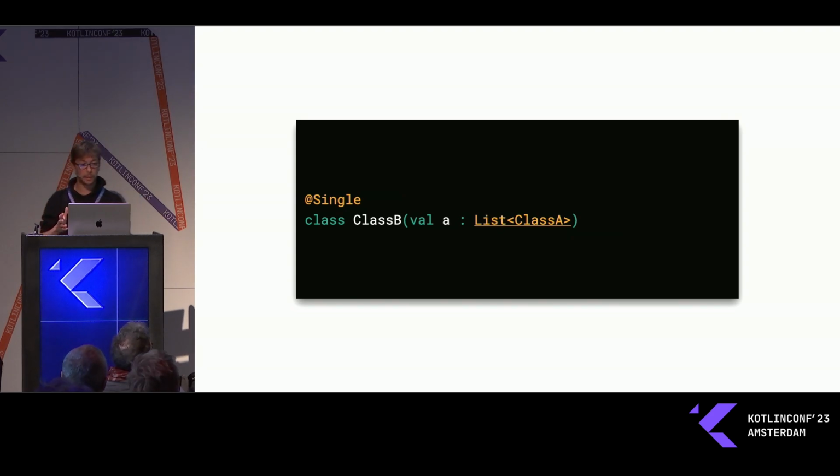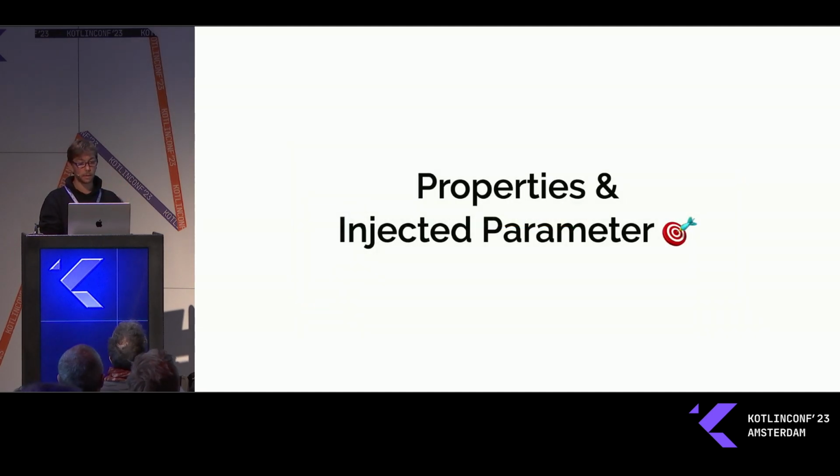And the last kind of type we can detect in the constructor is list. If you want to request all the definitions of a given type, here the list of all the class A, for example, then Koin will understand and generate the get all functions behind in the DSL. And then you see there is nothing for you to write. We keep things really simple. We detect what you have in terms of constructor, and then you can really enjoy having nothing more to do. You can play with properties and injected parameters.